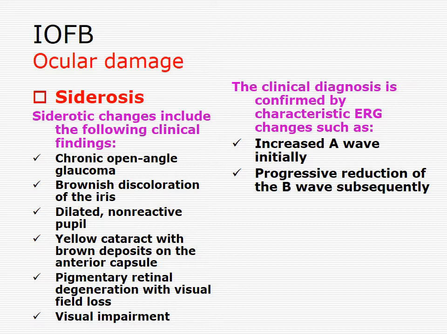Again, remember that intraocular foreign body can elicit ocular damage by several mechanisms. Xerosis is something to be addressed especially. Xerotic changes include the following clinical findings: chronic open-angle glaucoma, brownish discoloration of the iris, dilated non-reactive pupil, yellow cataract with brown deposits on the anterior capsule, pigmentary retinal degeneration with visual field loss, and visual impairment. The clinical diagnosis is confirmed by characteristic ERG findings, including increased A wave initially and progressive reduction of the B wave subsequently.